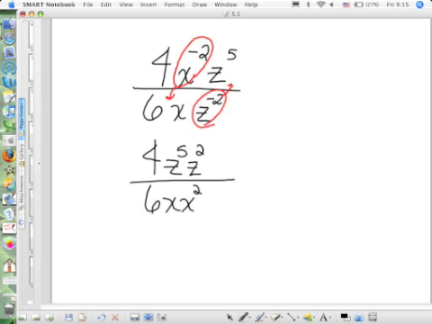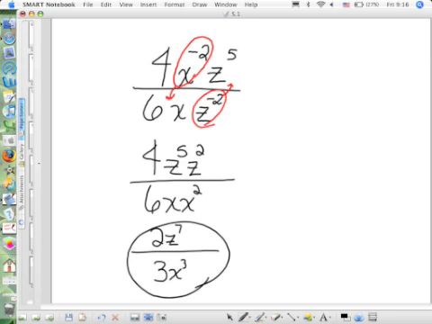And so now what I'm doing is dividing 4 by 6, which is 2/3, okay? And then I can't cancel any z's or x's. I have to actually put them together. Because in the numerator, how many total z's are being multiplied? 7. And in the denominator, how many total x's? 3. So this is your final answer. 2z to the 7th divided by 3x cubed.